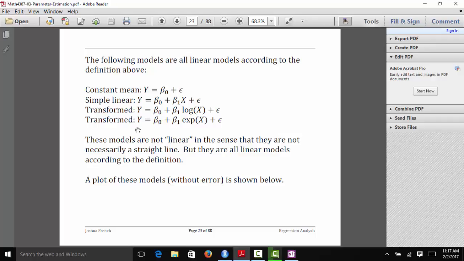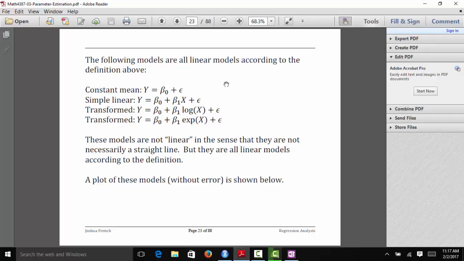Here are some examples of linear models where we only have a single regressor, so these are simple models. Actually, in this case, we don't even have a regressor. This is not even simple linear regression. This is called the null model, a constant mean model. We have a simple linear regression model. We have a transformed simple linear regression model, where instead of x, we have log x. And another simple transformed linear regression model, where instead of x, we have exp of x. These models are linear not because they're all necessarily a straight line, as we'll see on the next slide, but because of the parametric form the models have.